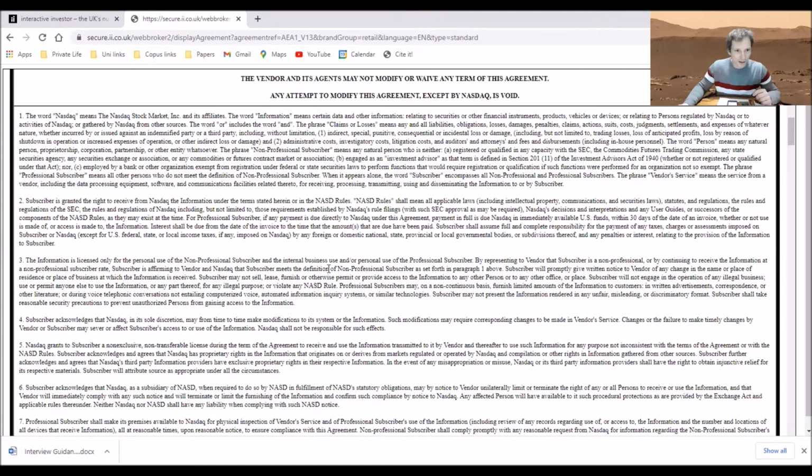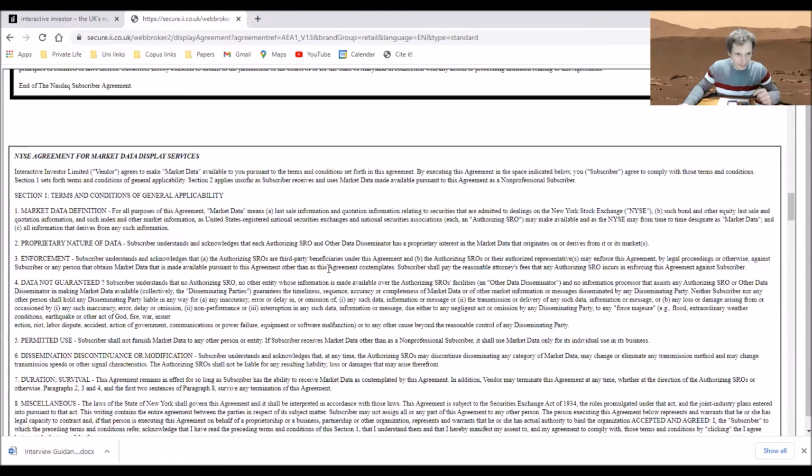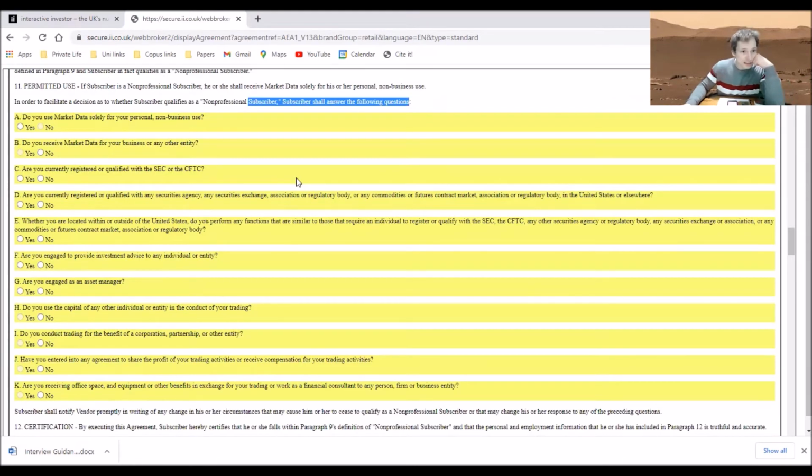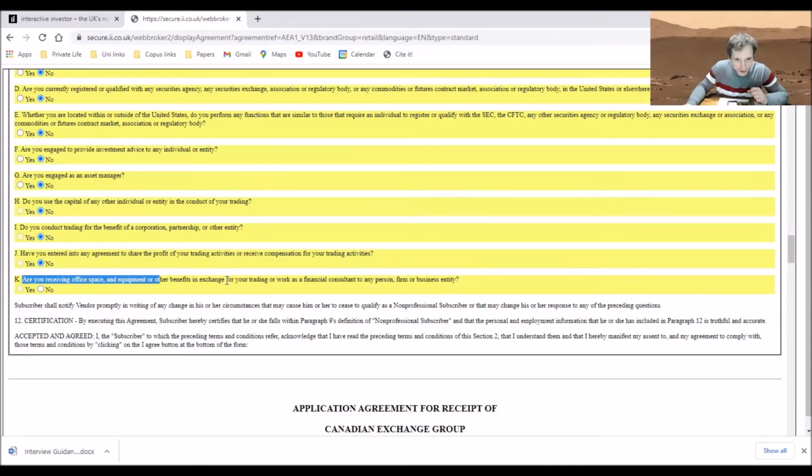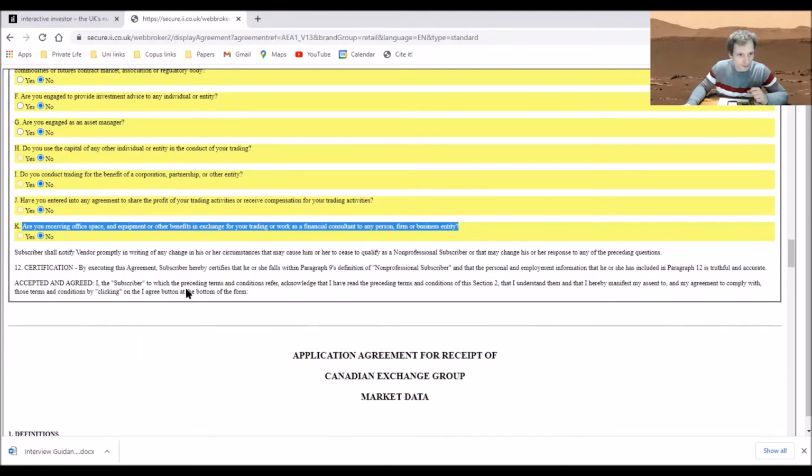Amalgamated exchange agreements. Please read through the terms. Well, oh my God, these agreements are so long and so much fine print. Do you use market data solely for your personal non-business use? Yes. Do you receive market data for your business or any other entity? No. It's going to take a while. Receiving office space and equipment or other benefits in exchange for your trading or work as financial consultant to any person, firm, or business entity? No. No to all of the above.